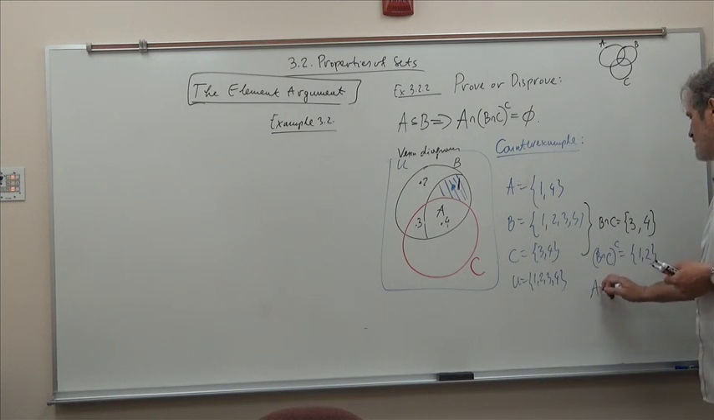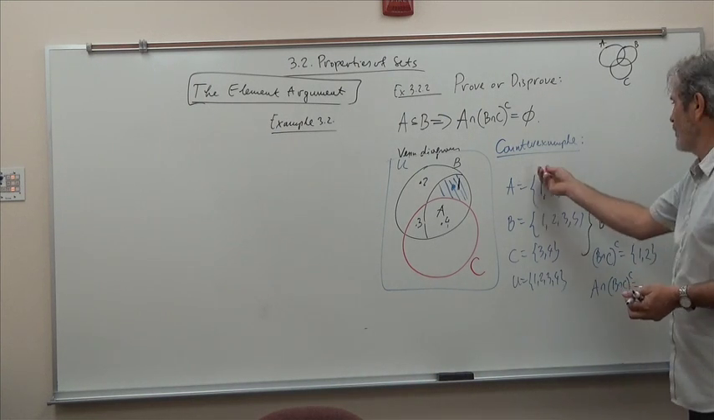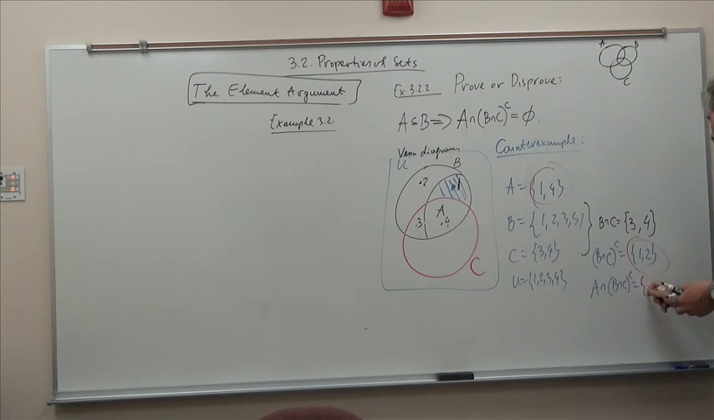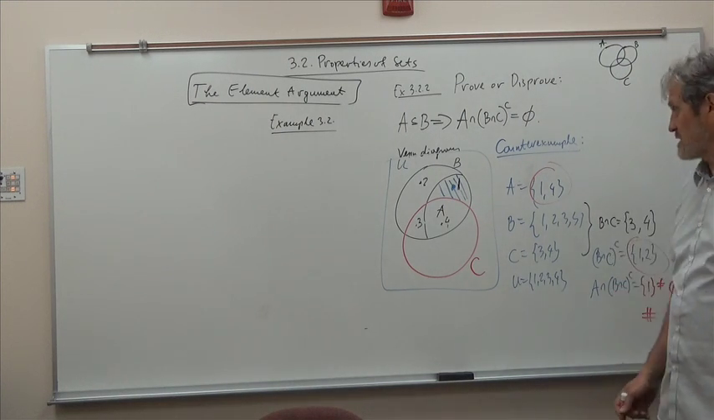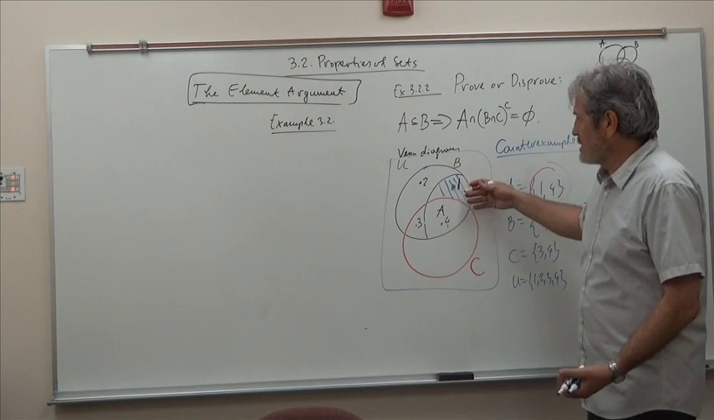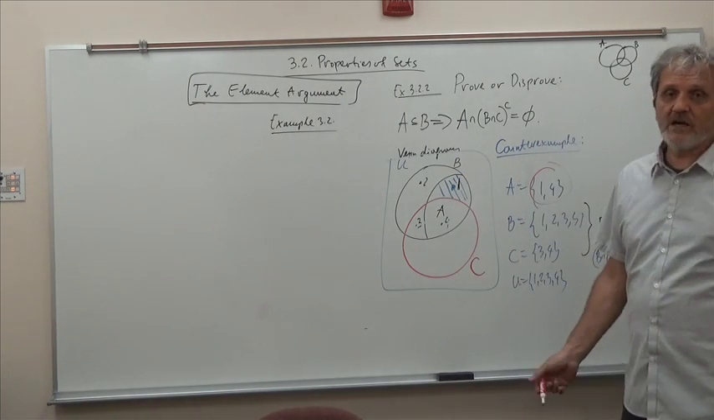So A intersection B intersection C complement is how much? A has 1 and 4. This has 1 and 2. It's 1. And that's different from the empty set. Here's the counterexample. So as I said, if I just write this, you would say, oh, how did he come up with it? Actually, you look at the Venn diagram and put the elements so that they justify what you did.